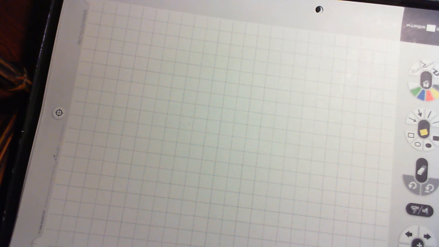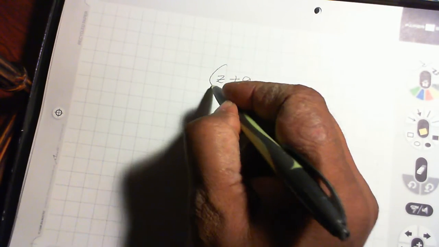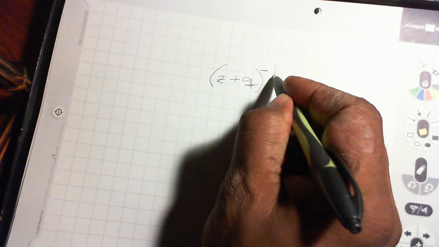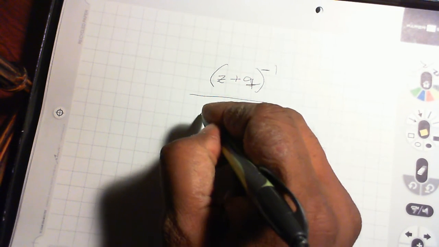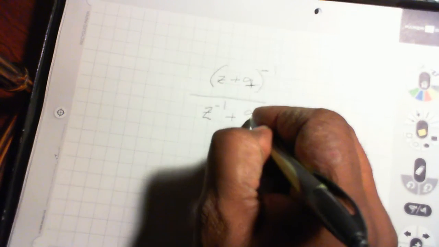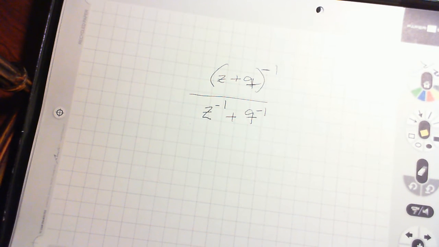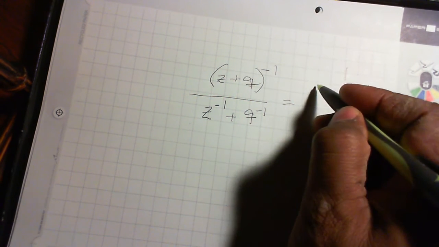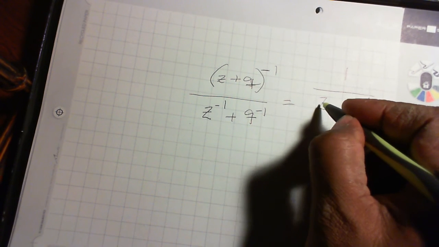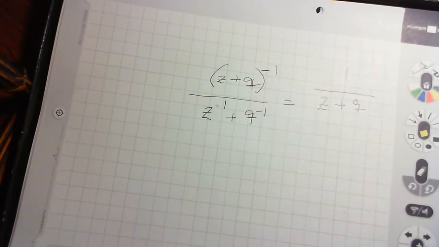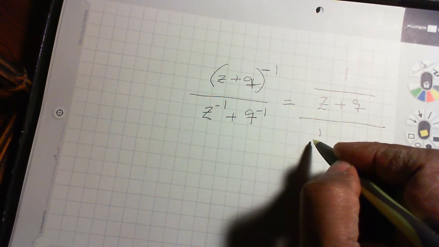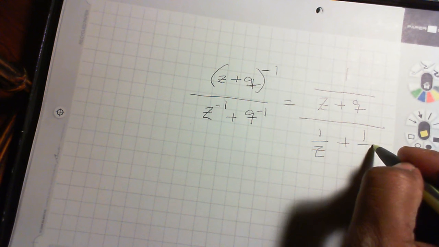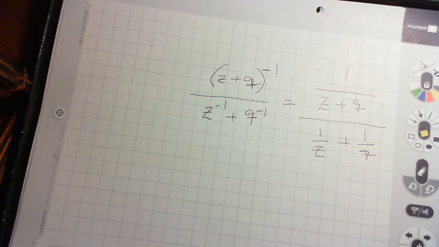Now, let's look at a complex rational expression. So if I have x over z plus q to the power of negative 1 over z to the power of negative 1 plus q to the power of negative 1. Don't let those negatives scare you, because the top is just 1 over, right? Make that exponent positive is the first thing you want to do. That's for the top. For the bottom, 1 over z plus 1 over q. Now this looks familiar, right?